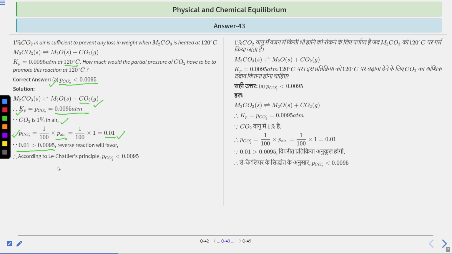So according to Le Chatelier's principle, the partial pressure of CO2 should be less than 0.0095, as 0.0095 is Kp and is also equal to the partial pressure of CO2. So to drive this reaction in the forward direction and promote it at 120 degrees Celsius, according to Le Chatelier's principle, the partial pressure of CO2 should be less than 0.0095. It should be in this range, and thus our correct answer is option A, that is, partial pressure of CO2 is less than 0.0095.